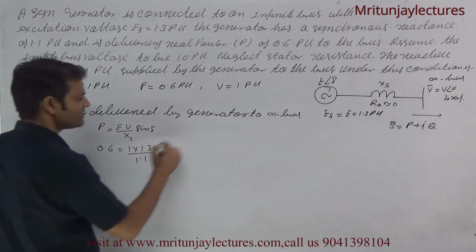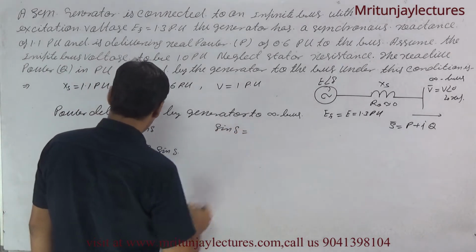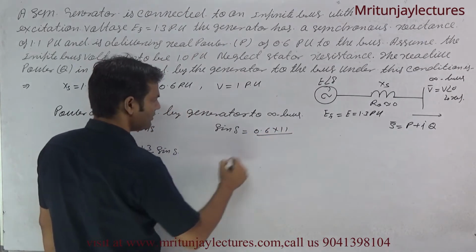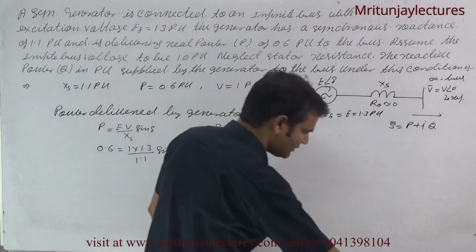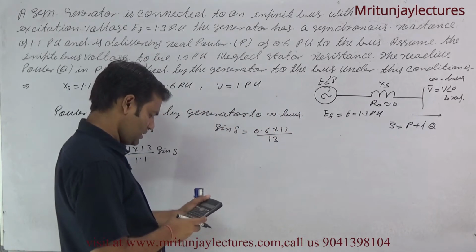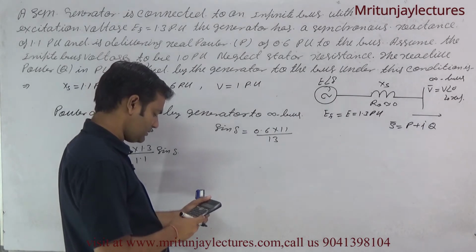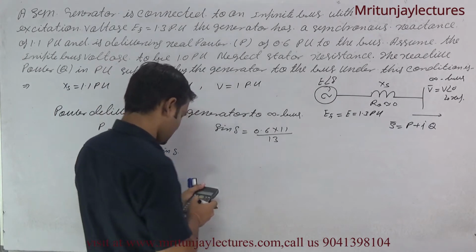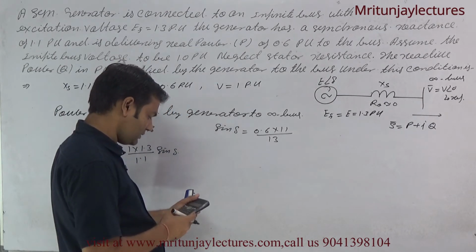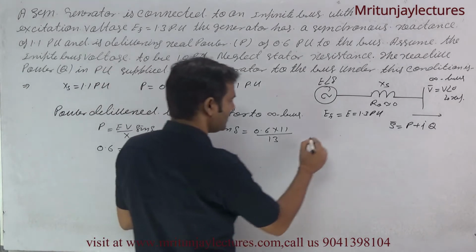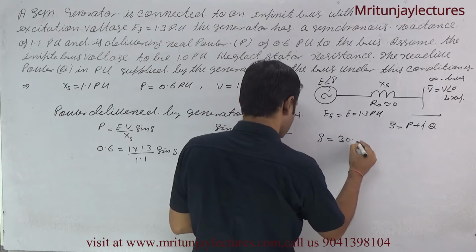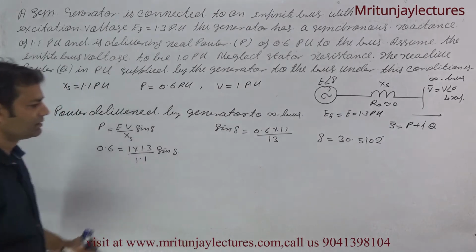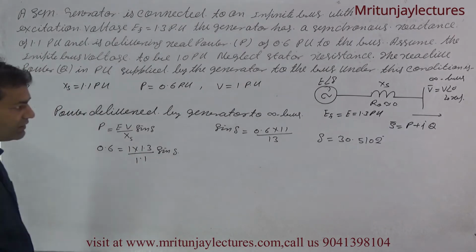First of all, determine sine delta. Sine delta is equal to 0.6 into 1.1 divided by 1.3. Now with the help of the calculator, 0.6 into 1.1 divided by 1.3, and the sine inverse of that is 30. Delta is equal to 30.5102 degrees. Clear?